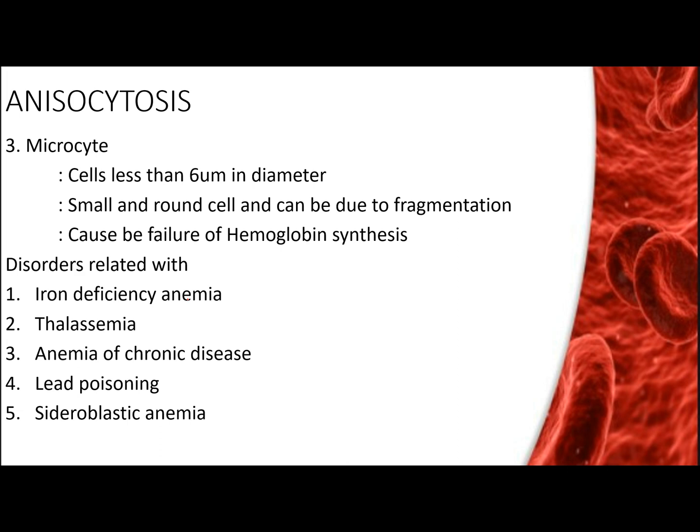They are small and round cells that can be due to fragmentation. The cause of the creation of your microcyte could be due to the failure of hemoglobin synthesis. Disorders related are your IDA, thalassemia, anemia of chronic disease, lead poisoning, and sideroblastic anemia. Please copy.